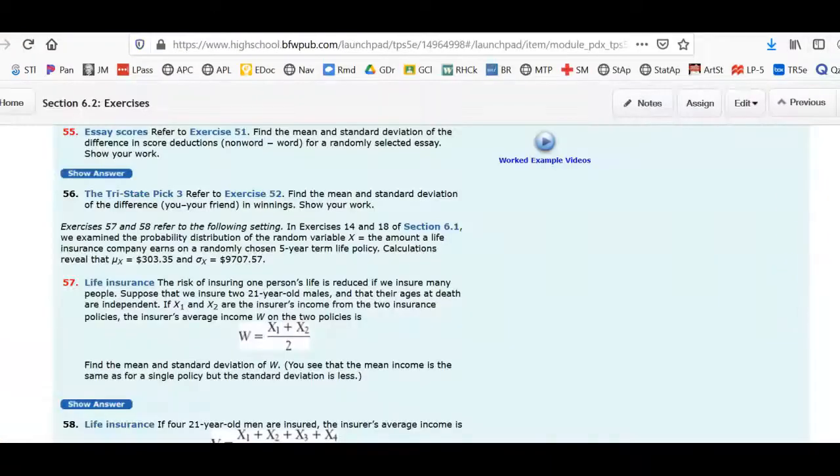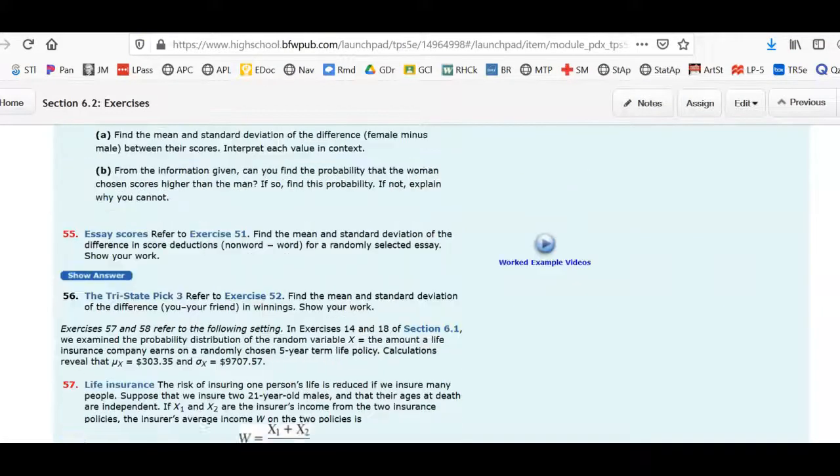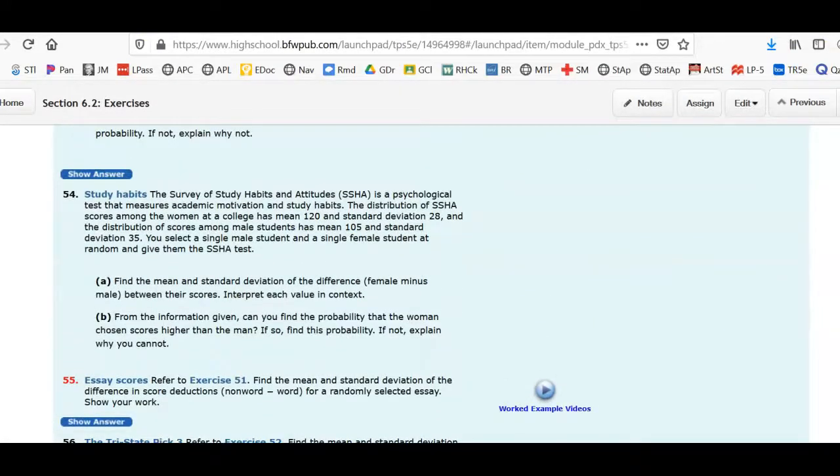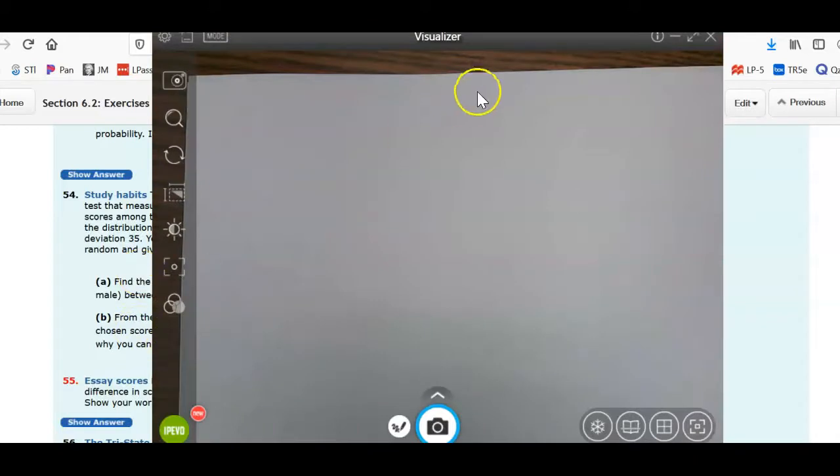So I'm just in section 6.2, the exercises. I'm going to take a look at question 54 first. So this idea of we have a distribution of scores among women with a mean of 120 and a standard deviation of 28, and scores among men 105 and 35. You select a single male student and a single female student. Find the mean and standard deviation of the difference. So we're going to start by setting that up.